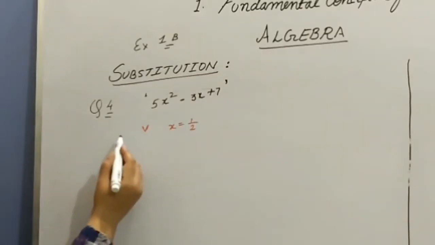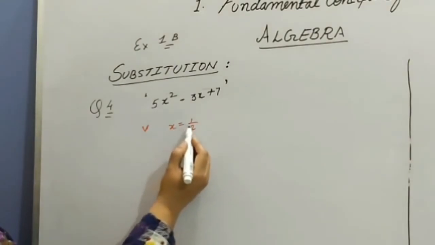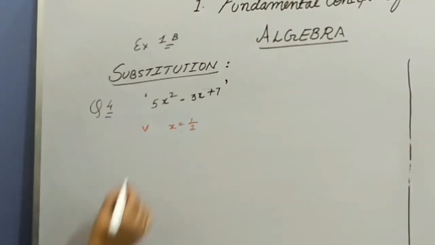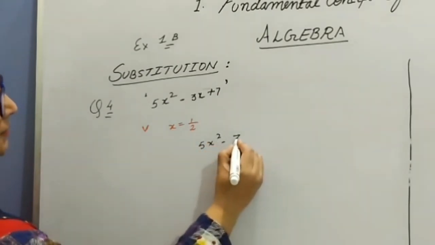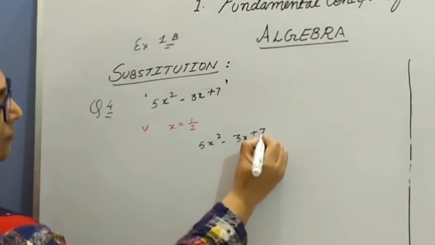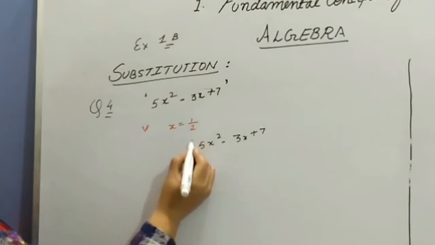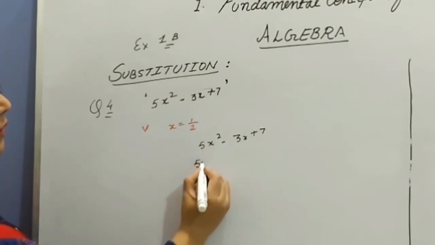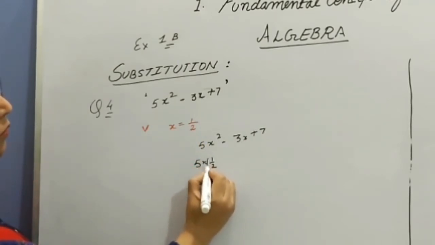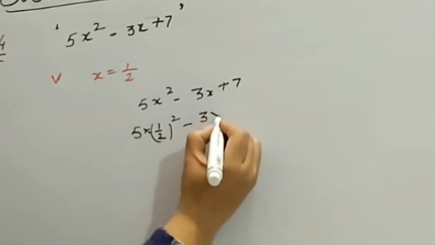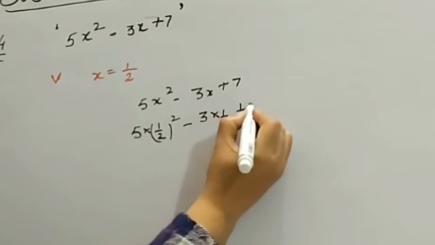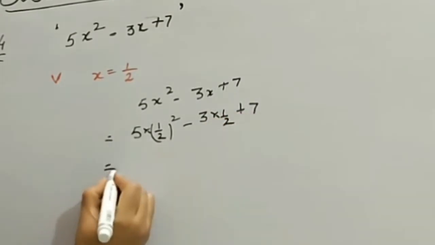Fifth part of this question number 4. Substitute x equals 1 by 2 in the expression and solve. So let us bring the expression down. 5x square minus 3x plus 7. Substitute x equals half. 5 into x square. x square means 1 by 2 square. Minus 3 into x. x is 1 by 2. So 1 by 2, plus 7. Next step.